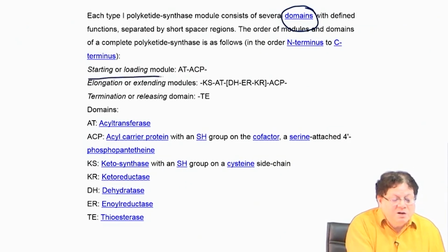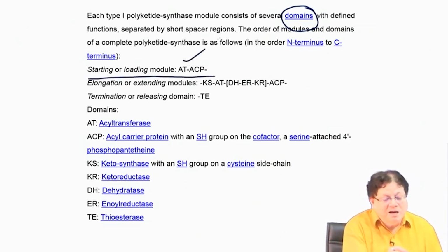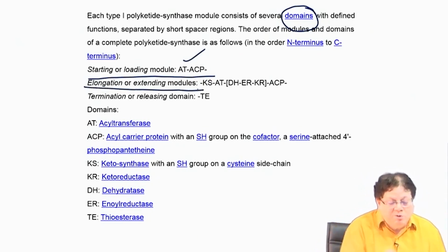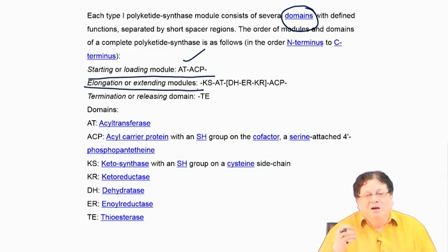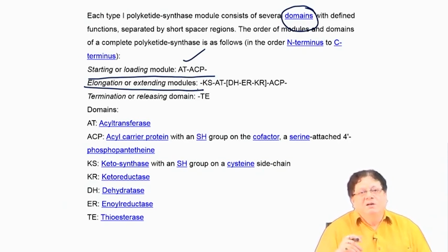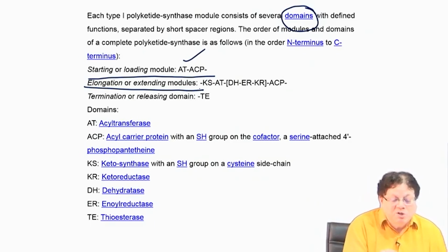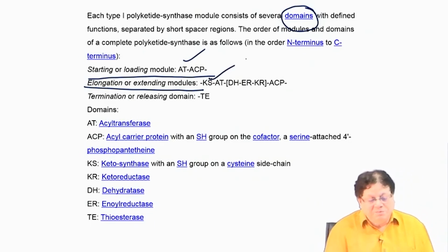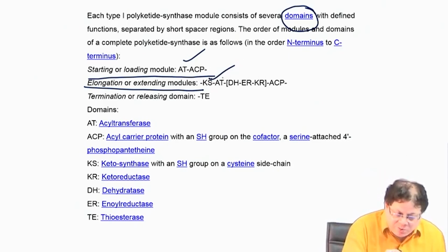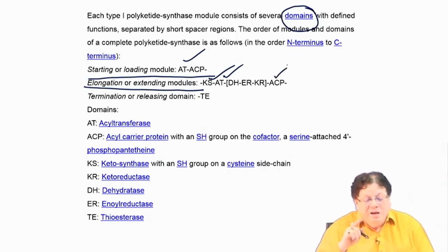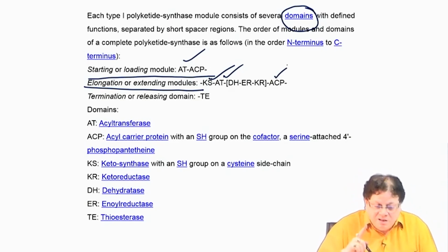the important thing is the starting or loading module, that is an acyl transferase and an ACP. Then you have elongation or extending modules, where the elongation unit or the extension unit, sometimes it is called elongation unit, that means you extend the chain, that is why it is called extension unit, or you elongate the chain, so it is called elongation unit. Okay. So, that elongation or extending module comprises ketosynthase, that is obligatory, that has to be there, an acyl transferase and an ACP. These three have to be present in the module.